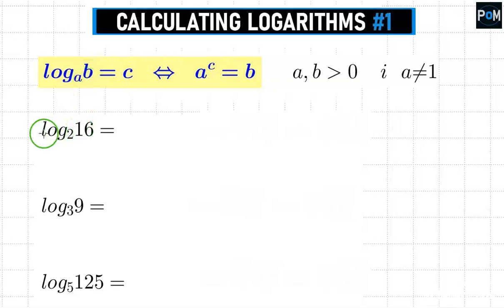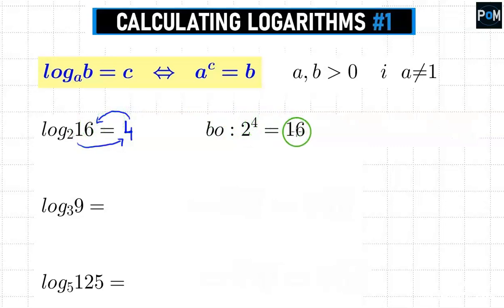The first example is log base 2 of 16. What will be the result of this log? The number 2, which is the base of the log, to what power do we raise it so that we get 16? It turns out that the number 4 suits us here. If we take this number 2 from the bottom and raise it to this power of 4, that is 2 to the power of 4, we should get this result, which is 16. 2 to the power of 4 is exactly 16, so the result of this log is number 4.